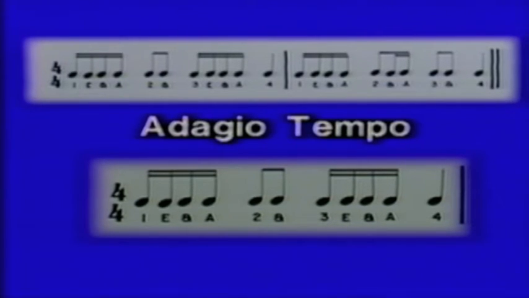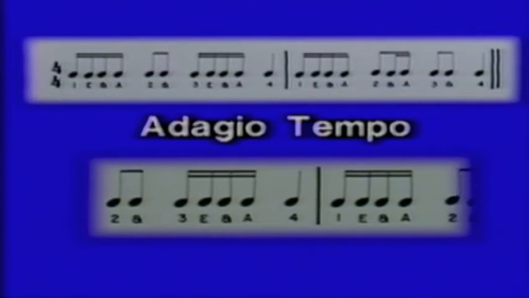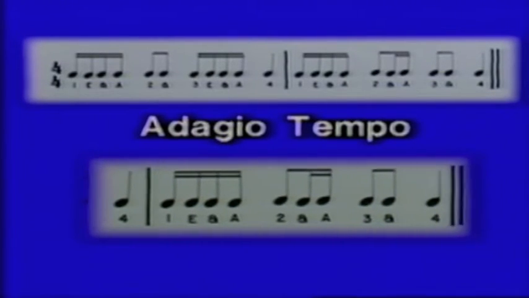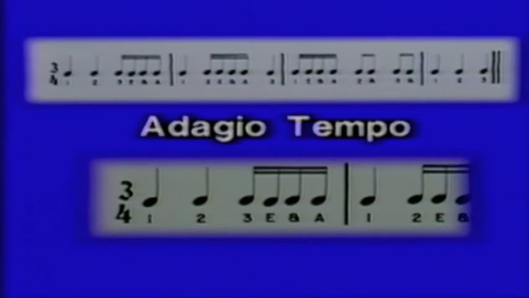1, 2, 3, 4. 1 E and a 2 and 3 E and a 4. 1 E and a 2 and 3 and 4. Going on to the next example in 3/4 time.